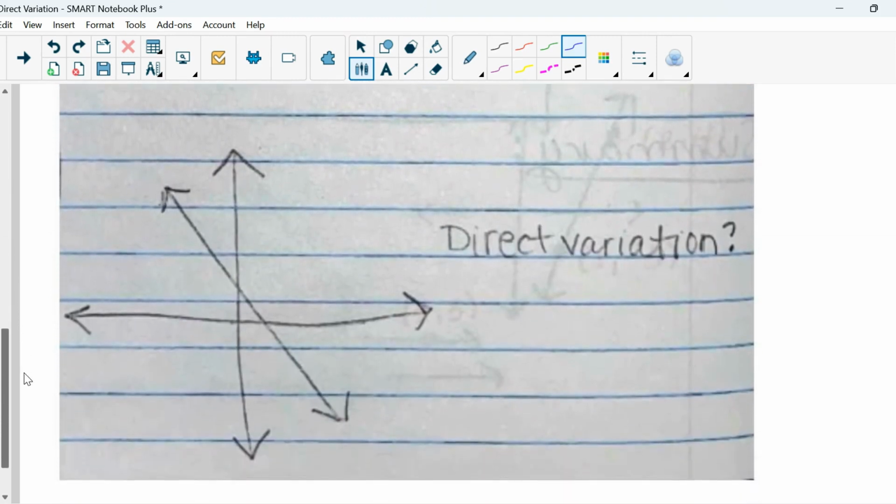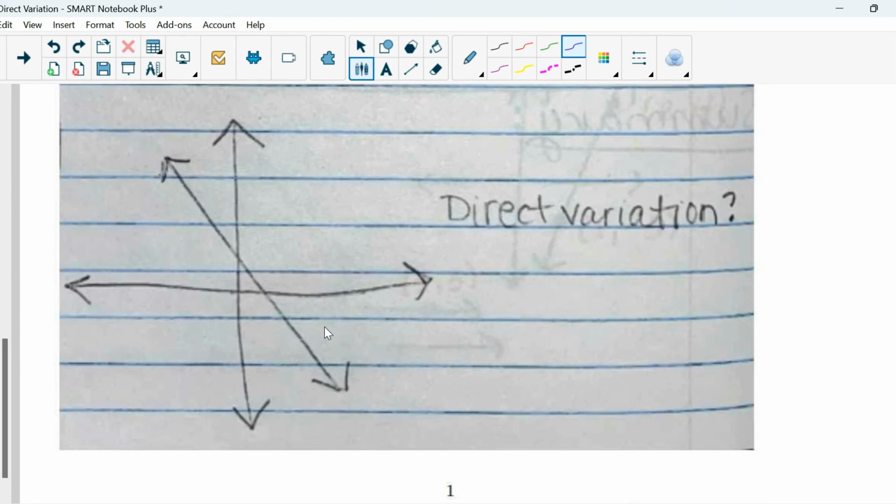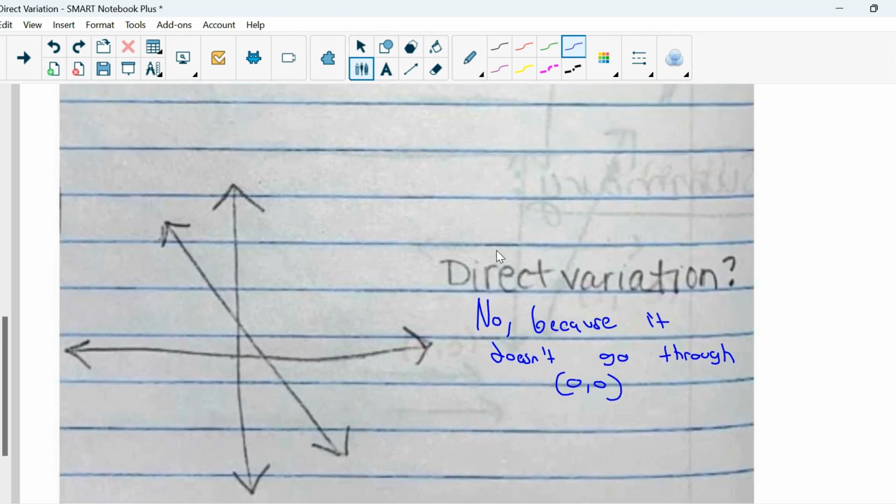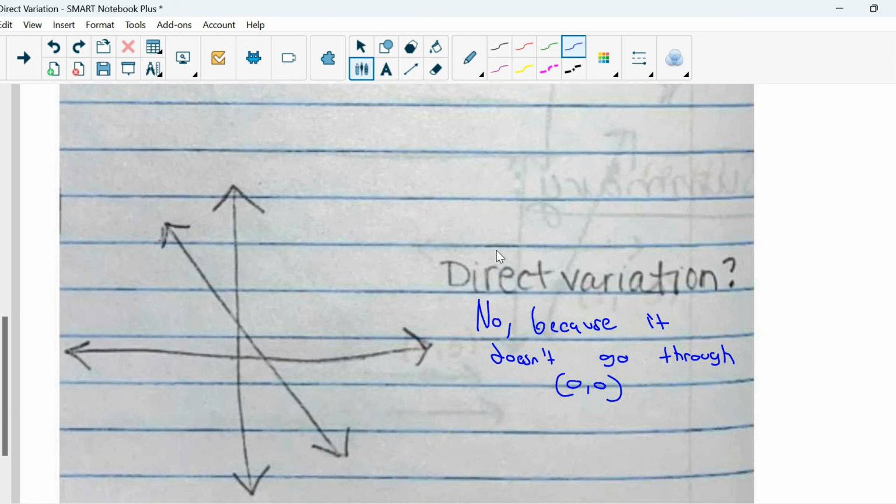Okay, example number 2 here. Is this direct variation? Well, in this case, you can tell that this line does not go through 0, 0, or our origin. So no, this cannot be direct variation because it doesn't go through 0, 0. Okay? So really, that's all there is to direct variation and looking at direct variation graphs.